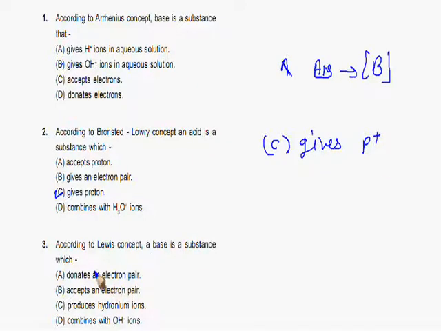Now the third question. According to Lewis concept, a base is a substance which: donates an electron pair, accepts an electron pair, produces hydronium ions, or combines with OH- ions. According to the Lewis acid-base theory, a base is a substance which can donate an electron pair. That's why option A is correct.